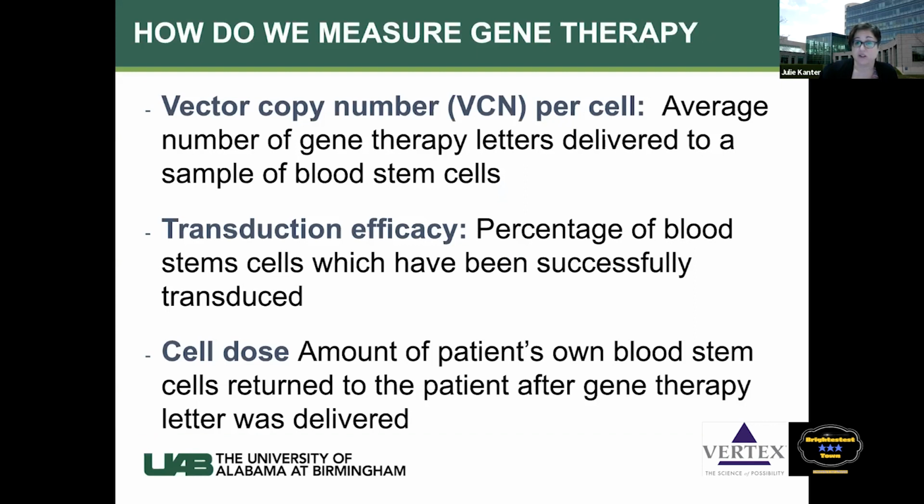We use vector copy number. That means how many of those gene therapy letters that I just showed you are successfully delivered to a sample of blood cells. We also ask about transduction efficacy, which is the percentage of blood stem cells that have actually received that letter, and the cell dose. How many of the patient's own blood stem cell doses do they get back?